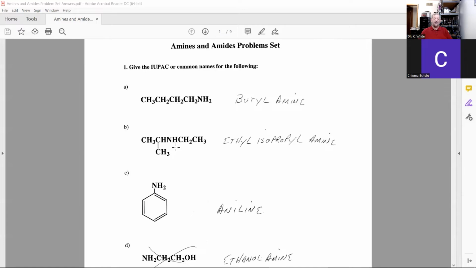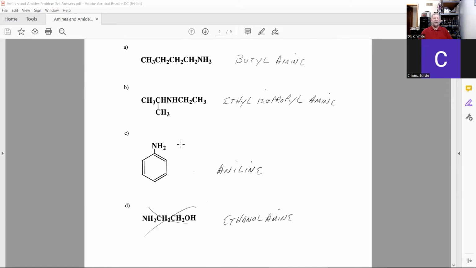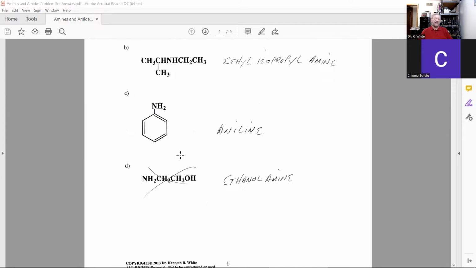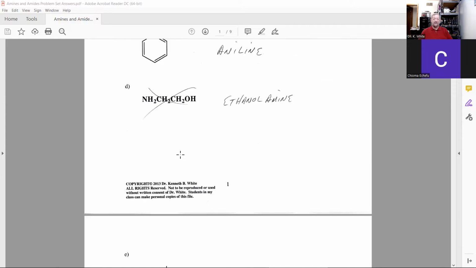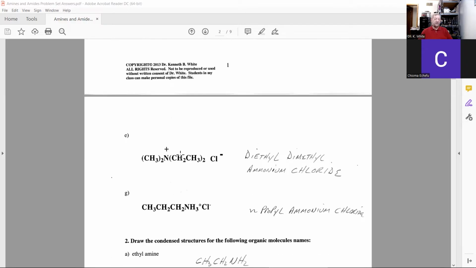And here we have ethyl isopropyl. You could have also put isopropyl ethyl. And this is aniline. Now, I went overboard, cross off D, you don't need to do that. Now, if we look at E, ooh, what's different? Nitrogen. It's got 1, 2, 3, 4 alkyl groups, and it's got a plus charge and a chloride minus.